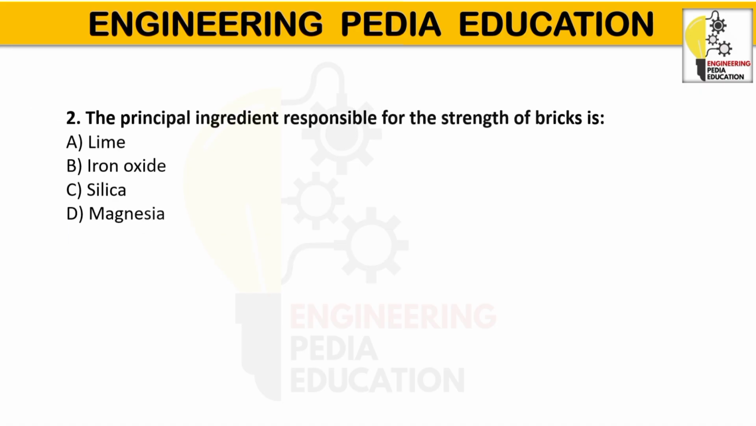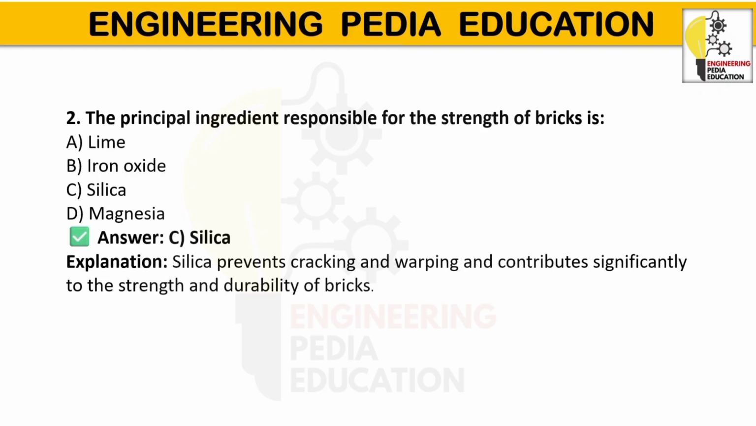The principal ingredient responsible for the strength of brick is lime, iron oxide, silica, or magnesia? So the correct answer is silica. Silica prevents cracking and warping and contributes significantly to the strength and durability of brick. It constitutes 50 to 60%, prevents shrinkage and cracking, and maintains shape. So the important ingredient responsible for strength is silica.